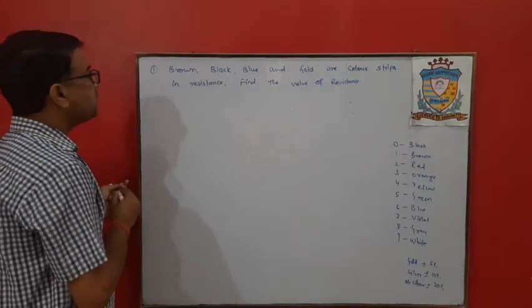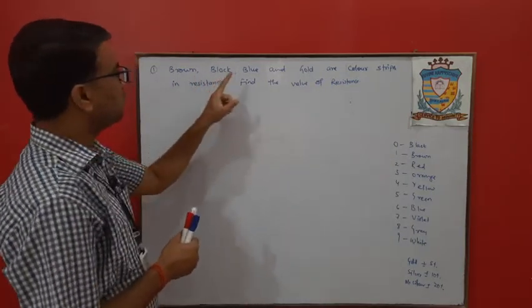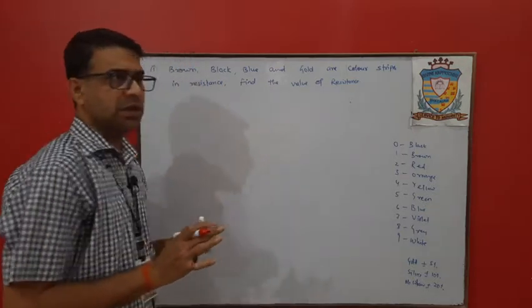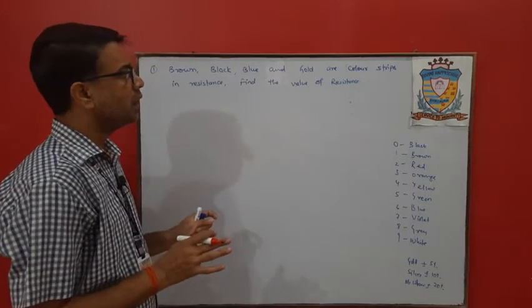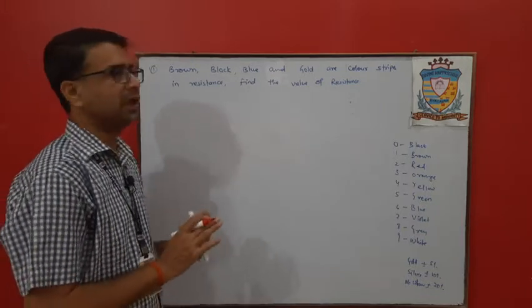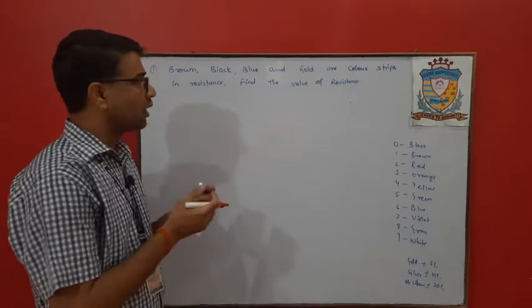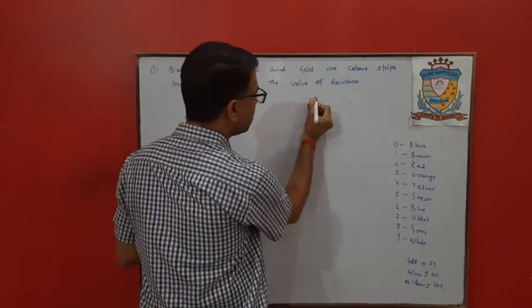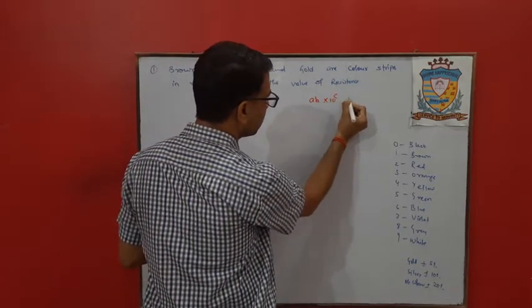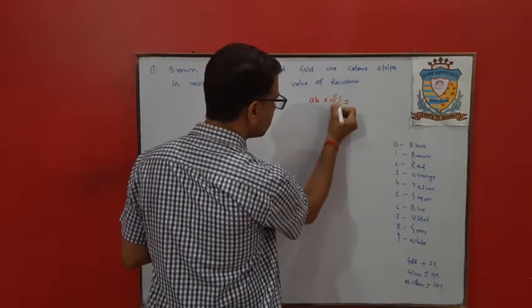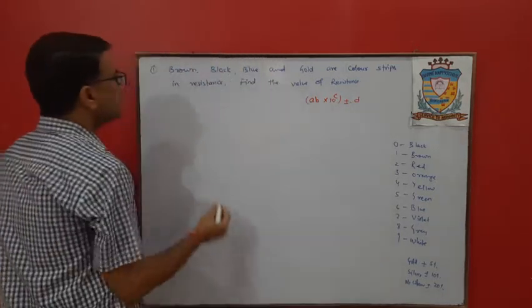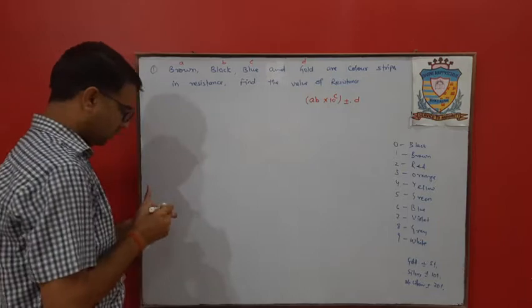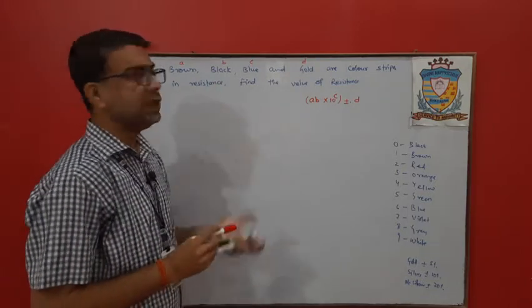Now it is given that brown, black, blue and gold are color strips. So we have a small formula. This is not a universal formula, and you cannot find it in any book. This is only to understand: AB into 10 to the power C plus minus D. So first we'll find out the values of A, B, C and D.